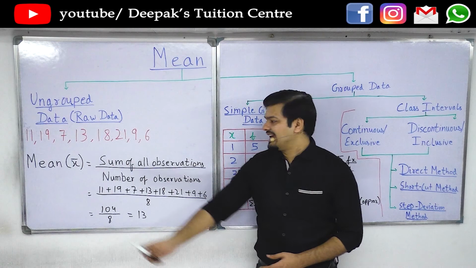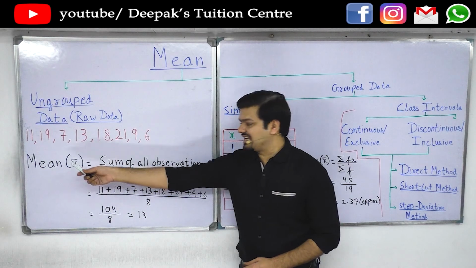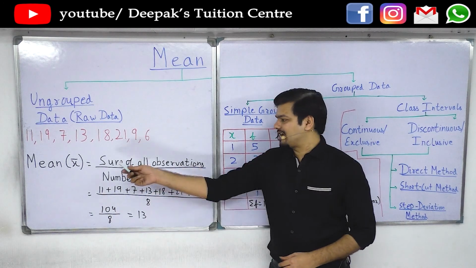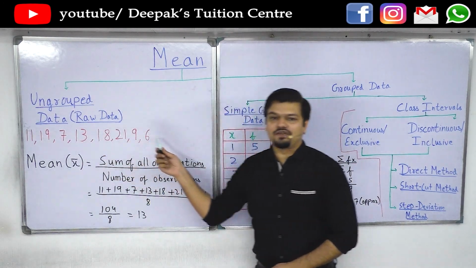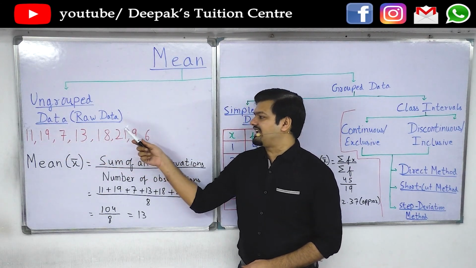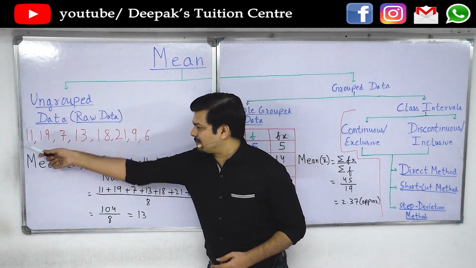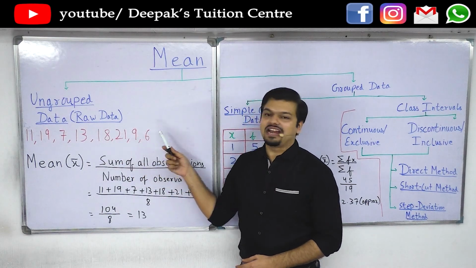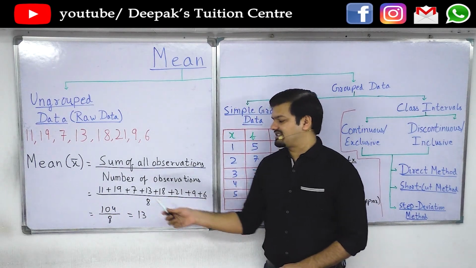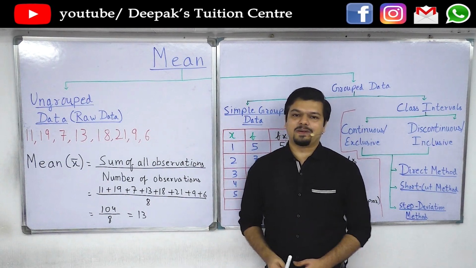So how do you calculate mean? The symbol for mean is X bar, so X with a bar on top of it. X bar is equal to the sum of all observations divided by the number of observations. The sum of all observations is the addition of 11 plus 19 plus 7 plus 13 plus 18 plus 21 plus 9 plus 6, whole divided by the number of observations, that is 1, 2, 3, 4, 5, 6, 7, 8. So there are 8 observations, so whole divided by 8. The sum of all these numbers comes to 104. Therefore 104 divided by 8 is 13, and this becomes our mean.